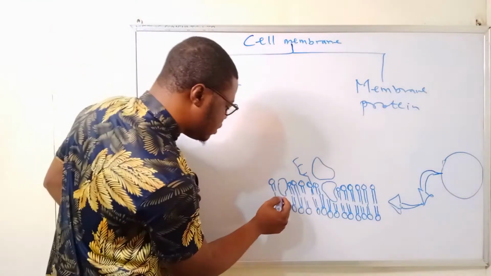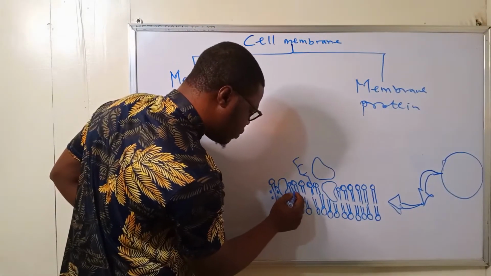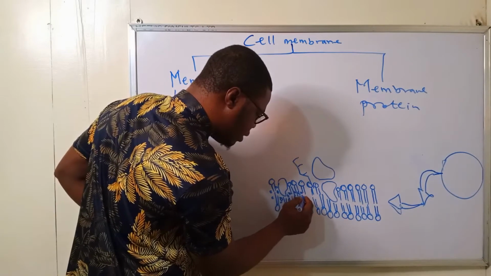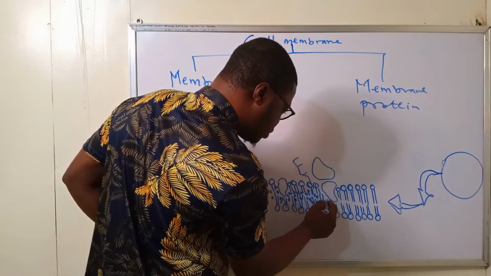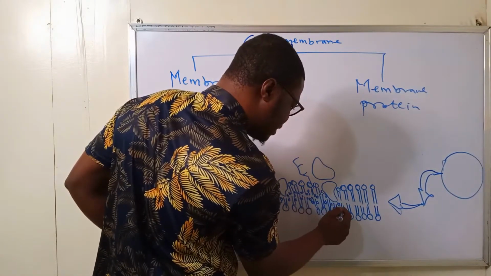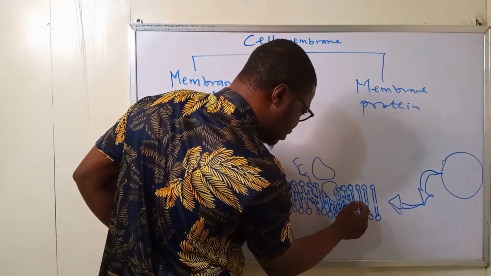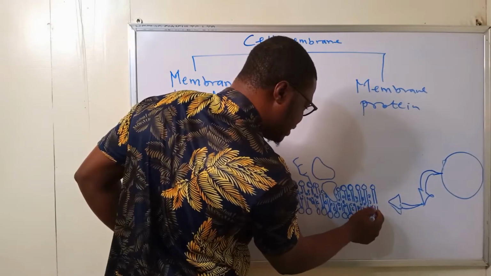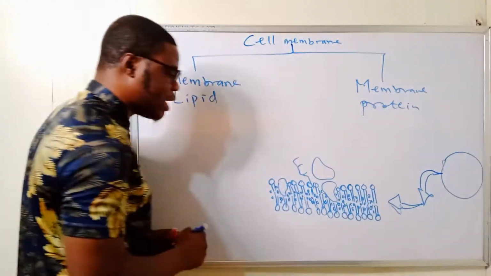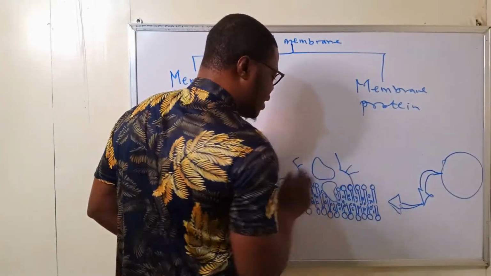This is what you are going to find under an electron microscope. This is what that very thin line, the cell membrane, looks like. Now, you'll be thinking this diagram is complex, but trust me, it is not. Before the end of this class, you'll be able to label each and everything that is found in this diagram.